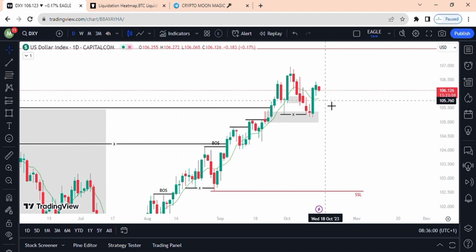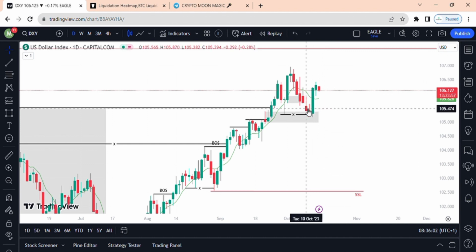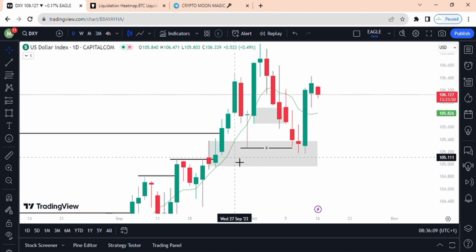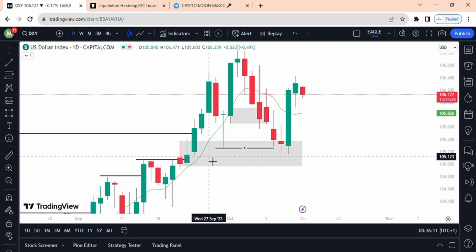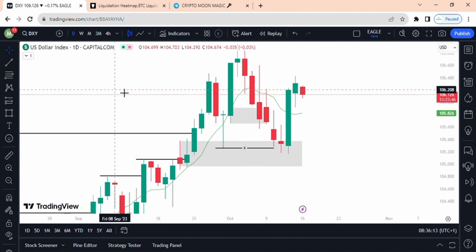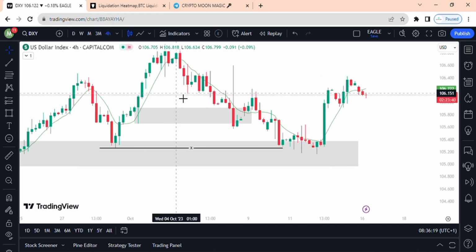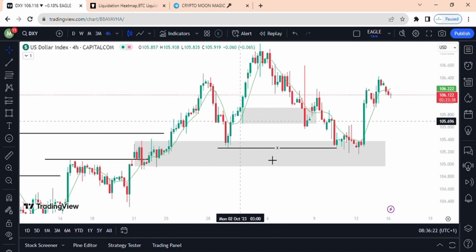Like I said last week, I pointed out this liquidity zone here, which is sell side liquidity on the DXY, and I also showed this daily order block. I said price will likely retrace into it, and price may respect that. Now, what we saw throughout last week was just the way I said it.